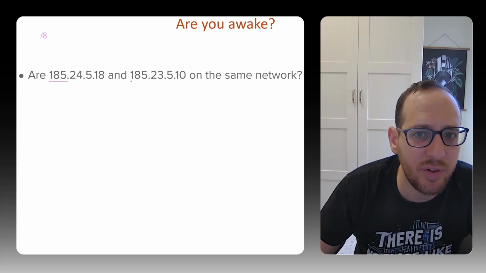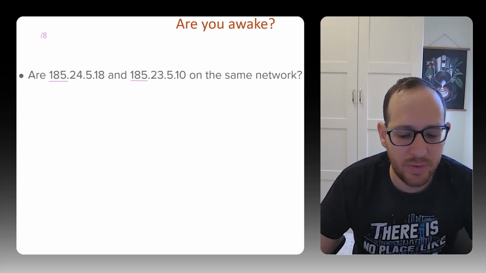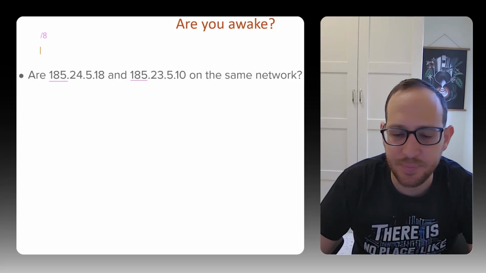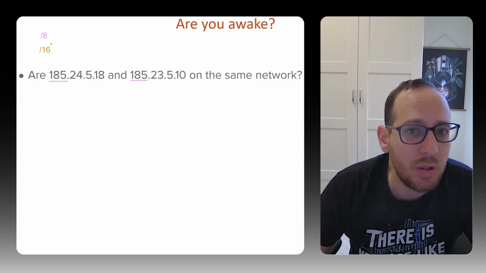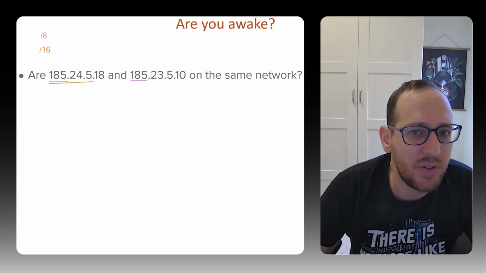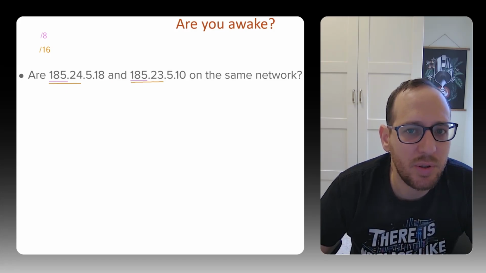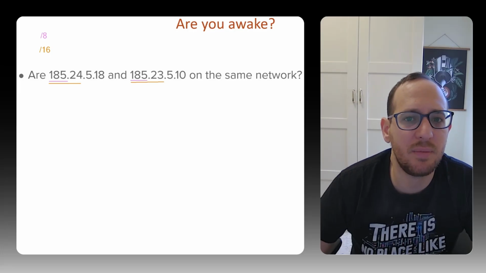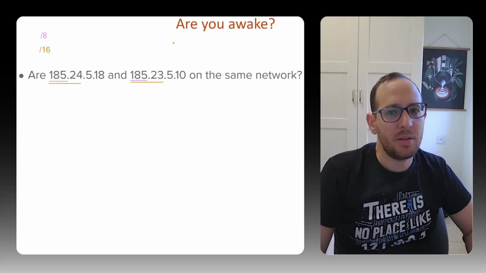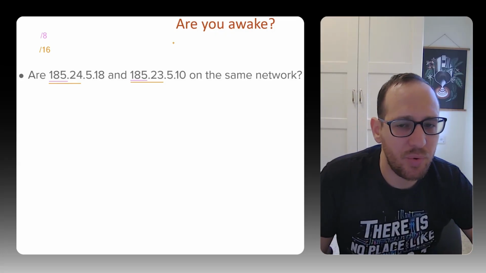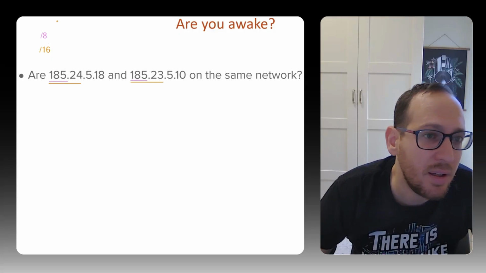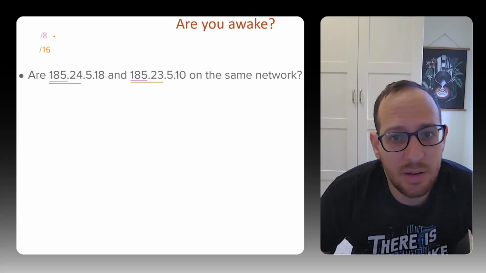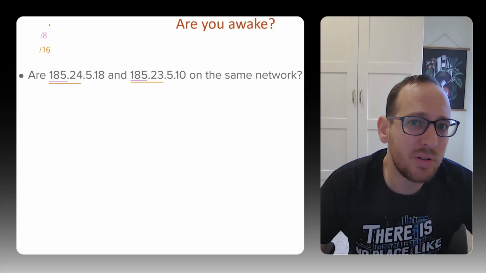185 here, 185 here. What if it were, say, /16? Would it reside on the same network? So the answer is no, because with /16, here the most significant 16 bits are 185.24, and here they're 185.23. So we have different most significant 16 bits. All right, but what is exactly the threshold between them? How many bits? So we know it's at least 8, and less than or exactly 16. But is there a more granular threshold we can find?